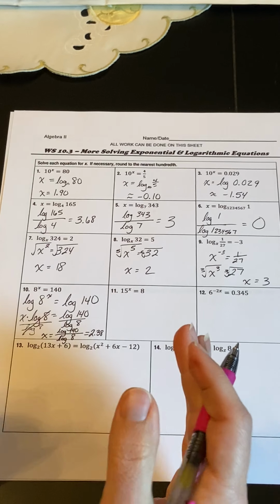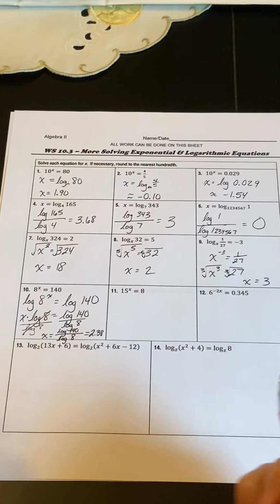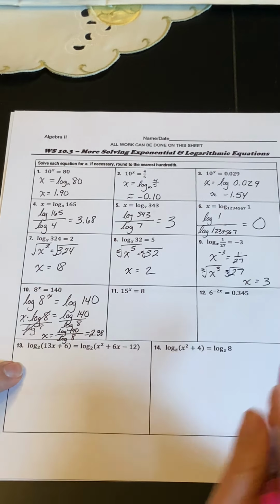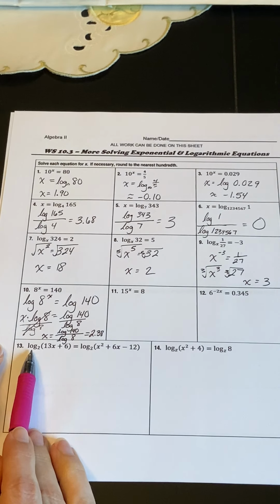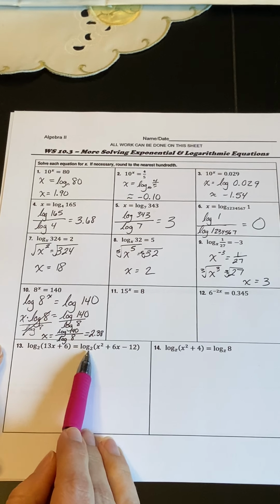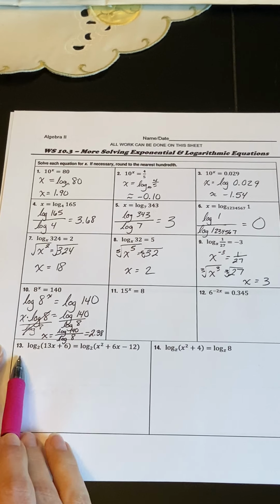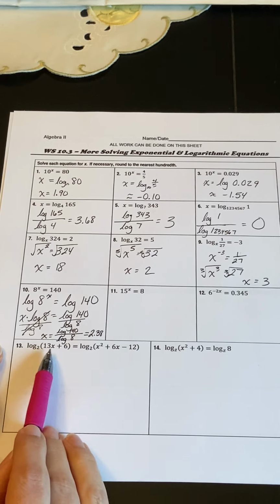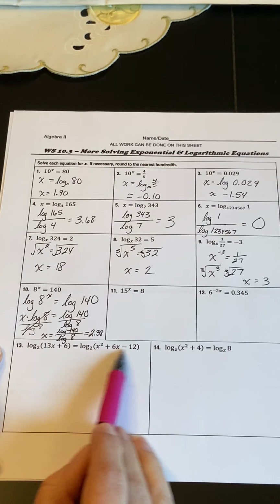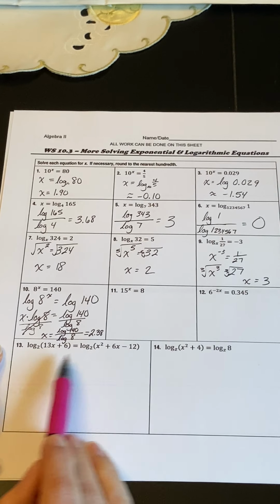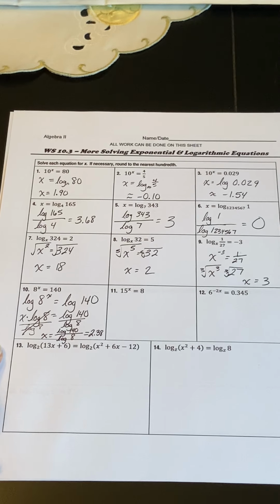So those are the kind of things that I want you to be looking for. For example, 13 and 14. What do I notice? I see a log base 2 equaling a log base 2. If those two logs are equal to each other, then that just means what's inside also equal each other. So set them equal to each other and solve.